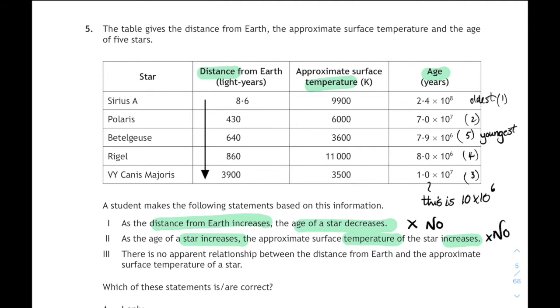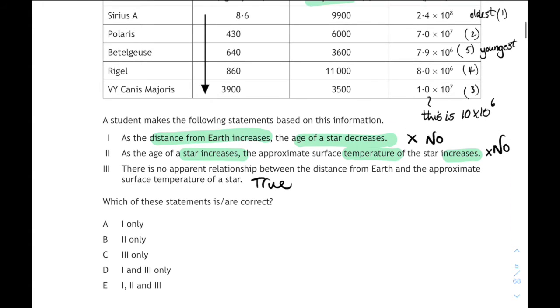And statement 3, there's no apparent relationship between the distance and the temperature. Yes, that one's true. Distance has got nothing to do with the temperature. That's really tough. 3 only. That's 5C. That was horrible.